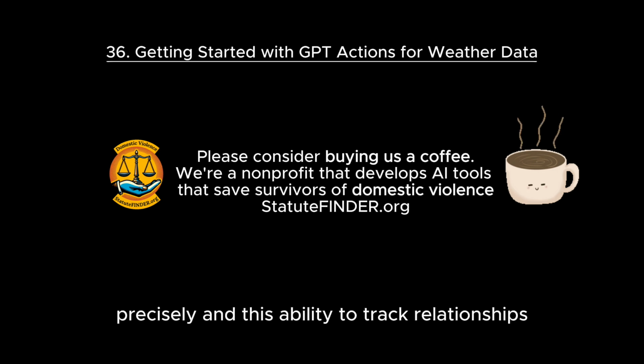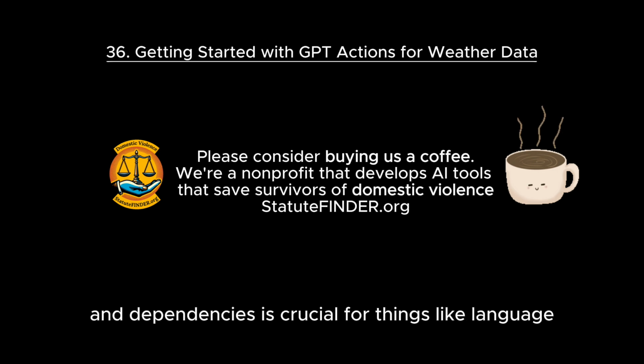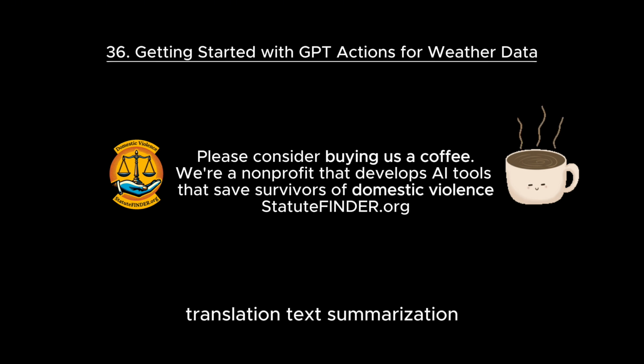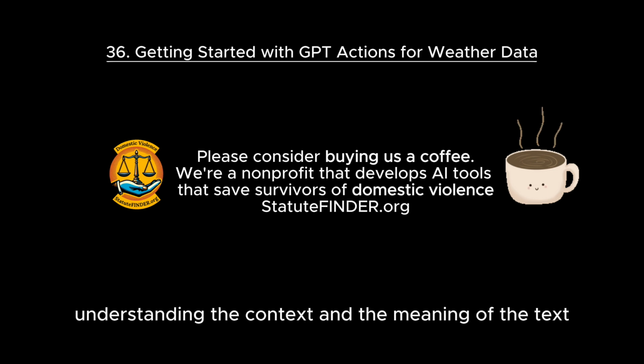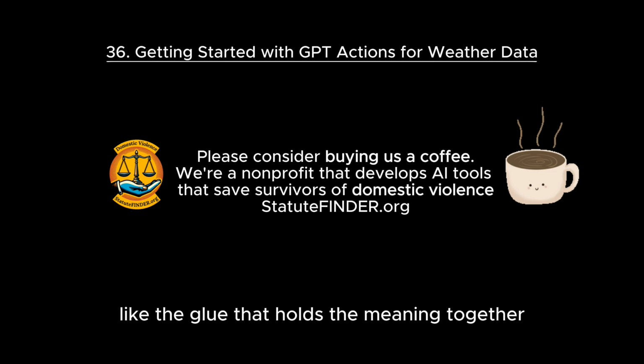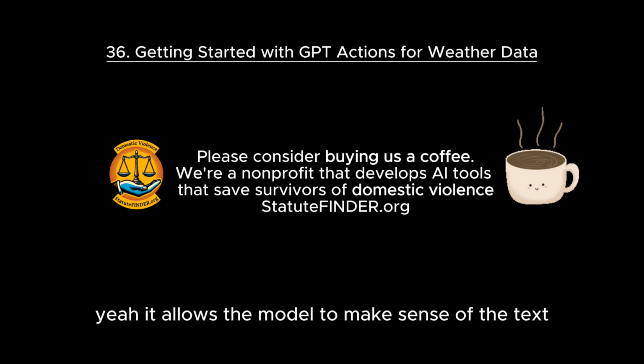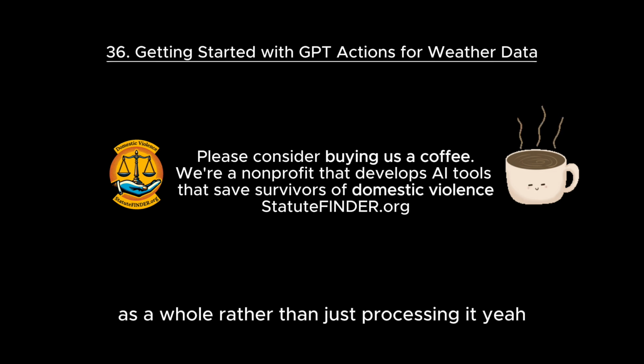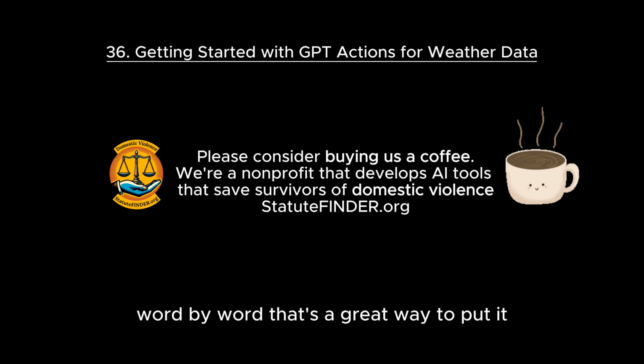Precisely. And this ability to track relationships and dependencies is crucial for things like language translation, text summarization, question answering, where understanding the context and the meaning of the text is paramount. So attention is kind of like the glue that holds the meaning together. It allows the model to make sense of the text as a whole, rather than just processing it word by word. That's a great way to put it.